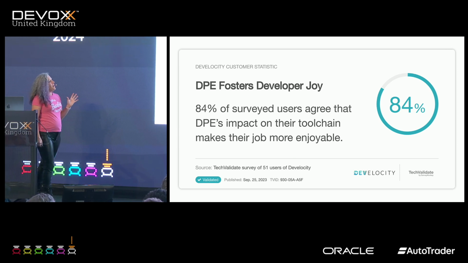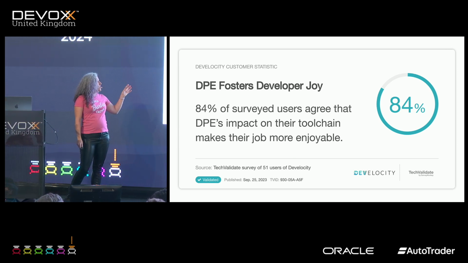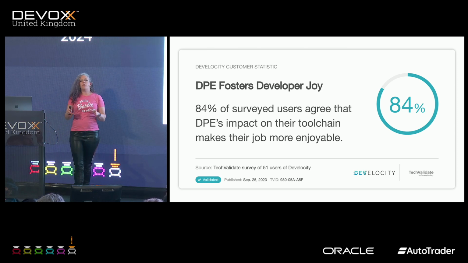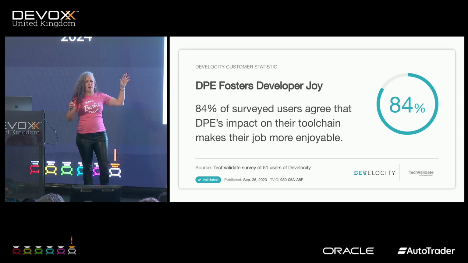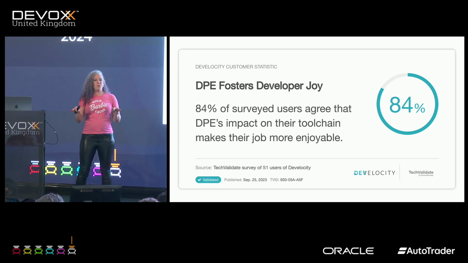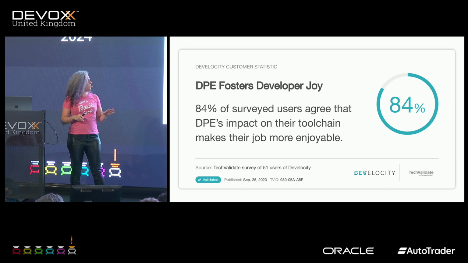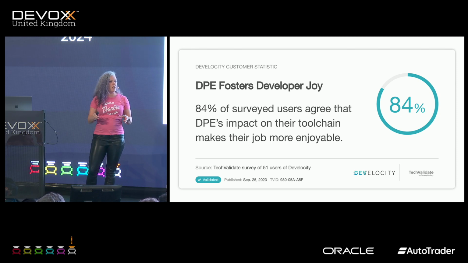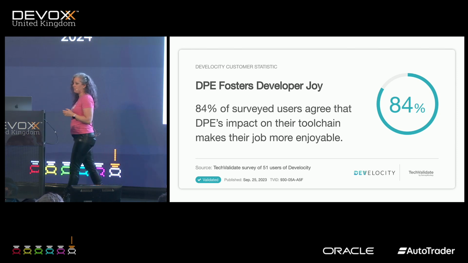The main point I love about DPE is that our users, so this is a slightly biased user group, say that 84% of them say DPE's impact on their toolchain makes their job more enjoyable. So obviously, when we're talking to the C-level members of our organization, we talk about productivity. But when we're talking amongst ourselves to other developers, we're talking about developer joy, and we're talking about actually removing friction and removing all the rubbish that gets in the way of our day jobs.